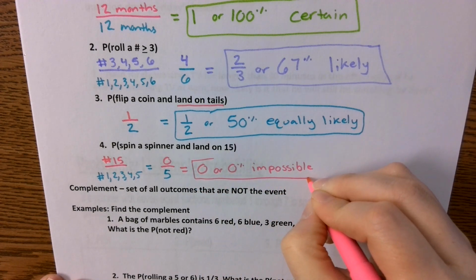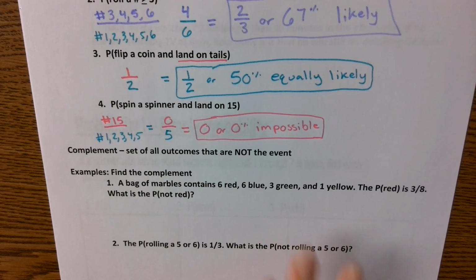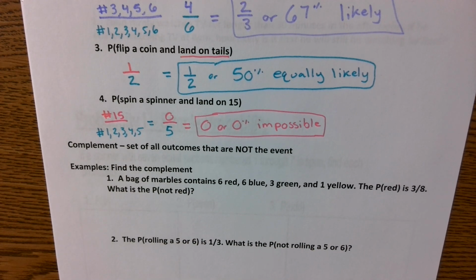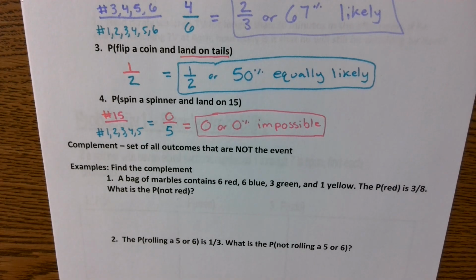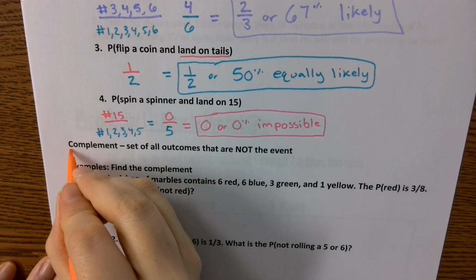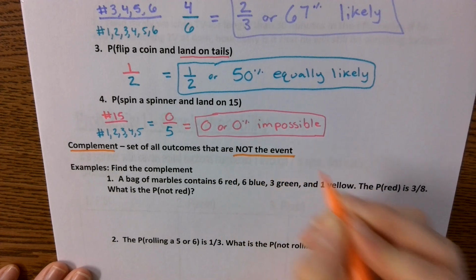Okay, so we have 0 or 0%, impossible outcome. Now, the next terminology, another vocab word that we need to understand, is the term complement. When we talk about a complement, we're talking about the probability that the event will not occur. So they're giving us a probability that it will occur, and we want the probability that it will not occur.